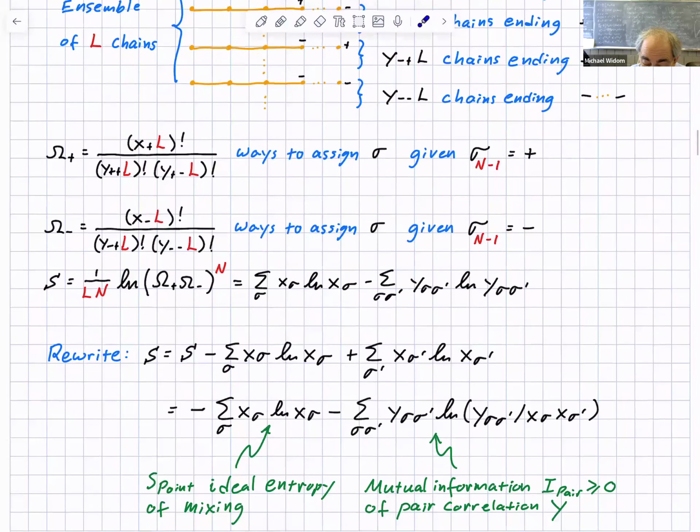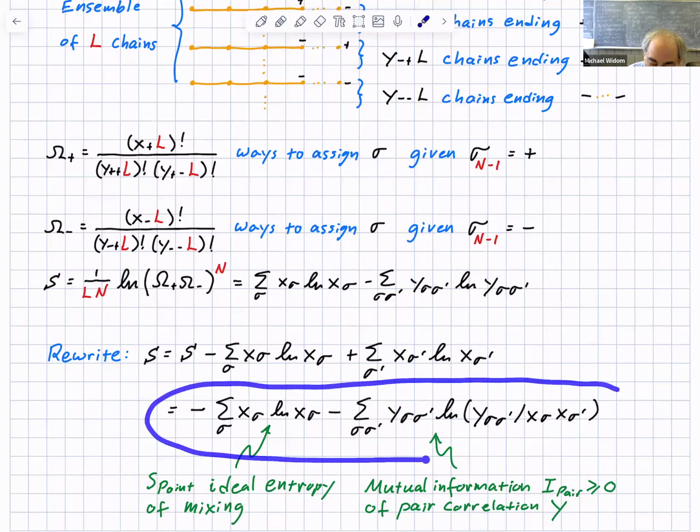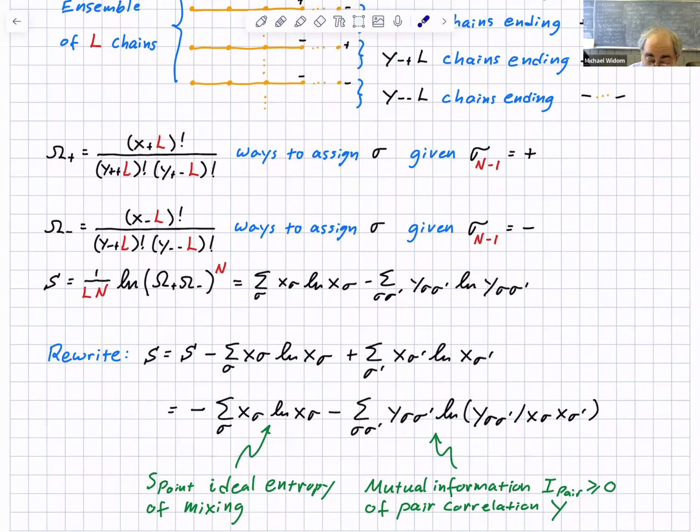And let me take all those minus 1 over x's and write them here as log of 1 over x. There are various other useful identities that I can invoke. For instance, x sigma is the sum over sigma prime of y sigma sigma prime. I'm going to use that identity to include this y sigma sigma prime form here. And now we end up with this form, which I claim has a nice intuitive meaning.